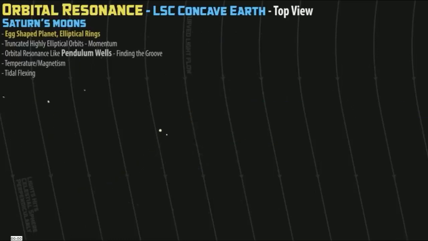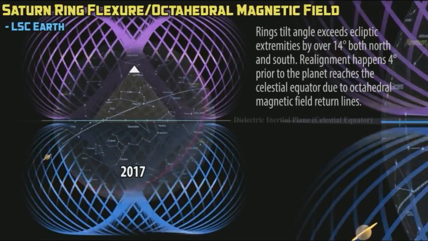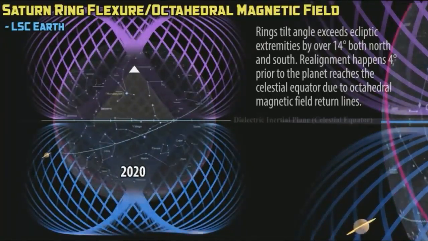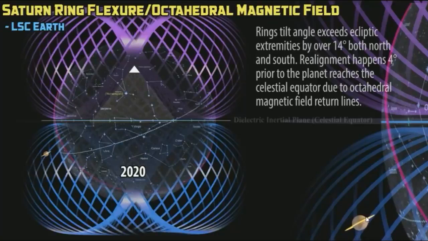But going back to the actual magnetic field lines, I want to talk about a little bit more. You'll see how now Saturn here is in the southern hemisphere, and we have the blue field lines that are actually influencing the rings and the planet to push further down southward. And so we're going to get an extreme from Earth.